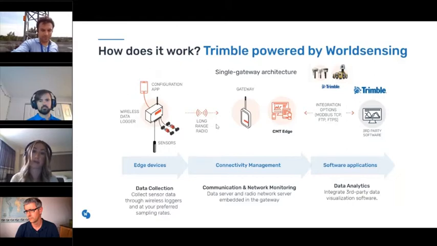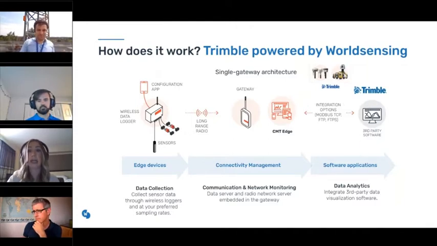And so that's how we get our really far distance of 9 miles. It's really efficient and very low powered. So that's how we're able to power the data loggers with our batteries. That information goes to your gateway. The information is sent to our CMT Edge, the connectivity management tool. And from there, we integrate into our third-party software, which is T4D. And that also has all the information from the other Trimble devices all in one place.